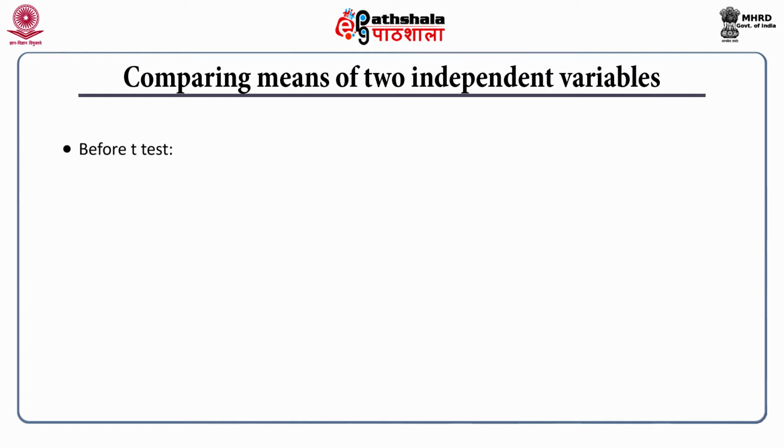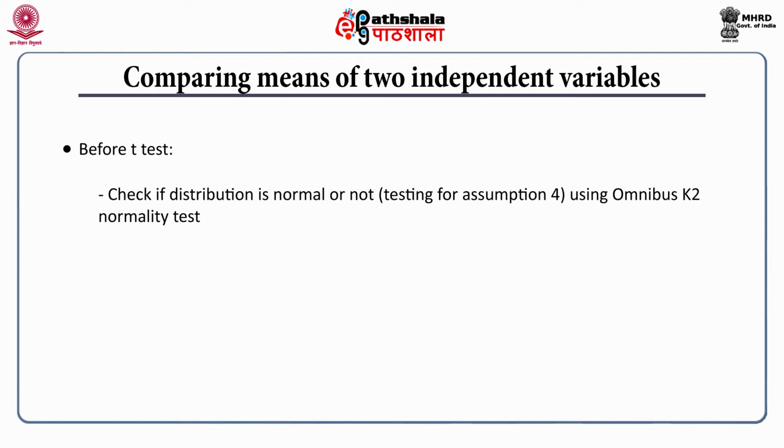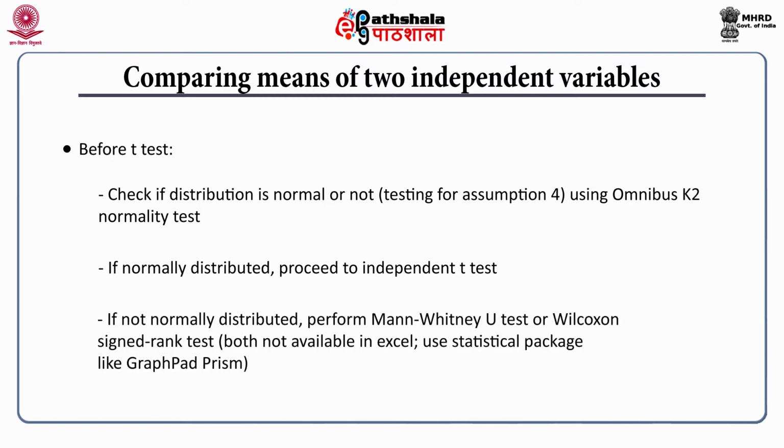Before the t-test, we have to check whether the distribution is normal or not normal. We can approximately do that by drawing a histogram or looking at the kurtosis and skewness. If you want to be more rigorous and formal, you can do the omnibus K2 normality test. If normally distributed, proceed to the independent t-test. If the distribution is not normal, you have to perform the Mann-Whitney U test or the Wilcoxon signed rank test. Both are non-parametric tests, and of course they are not available in Microsoft Excel, but you can use software like GraphPad Prism for this.